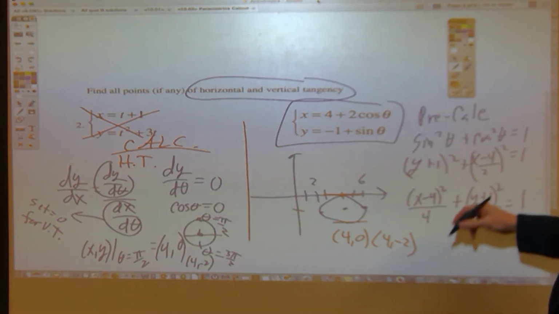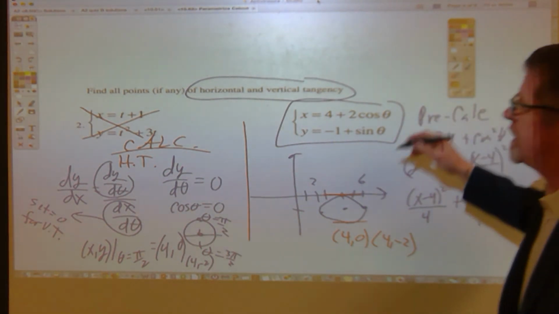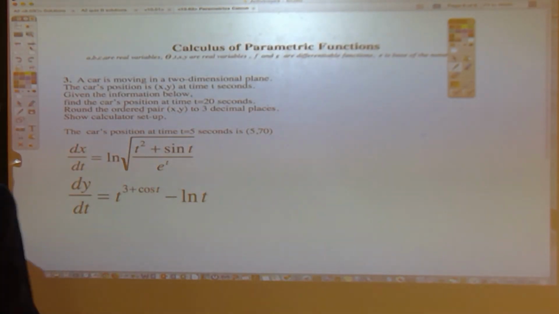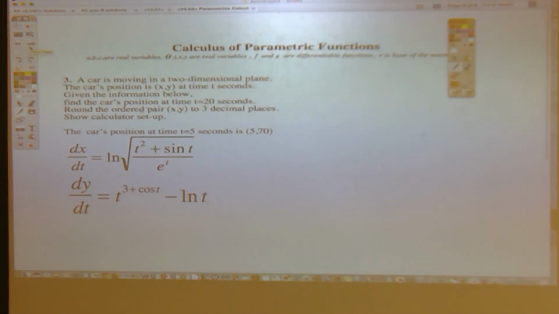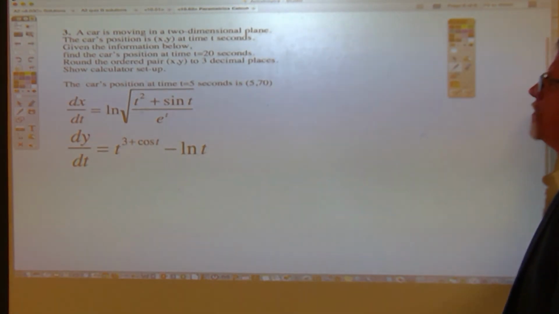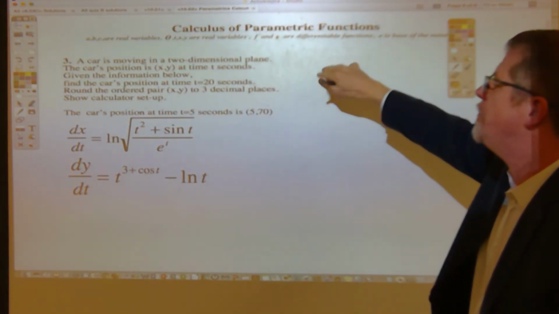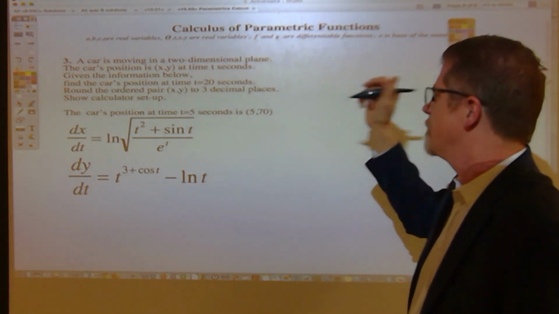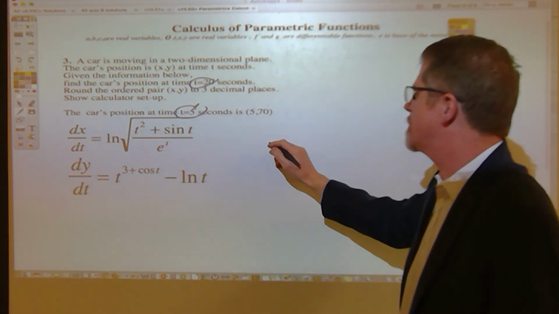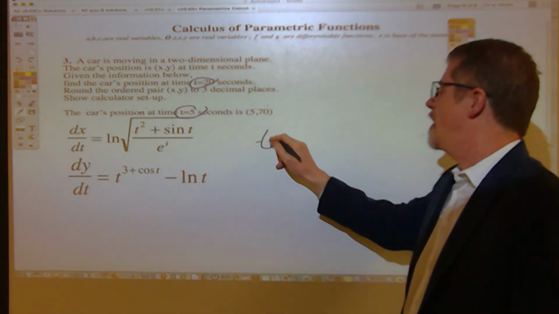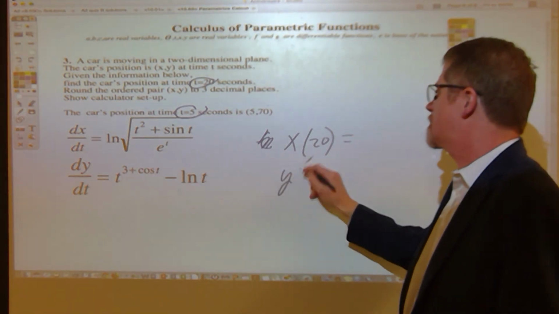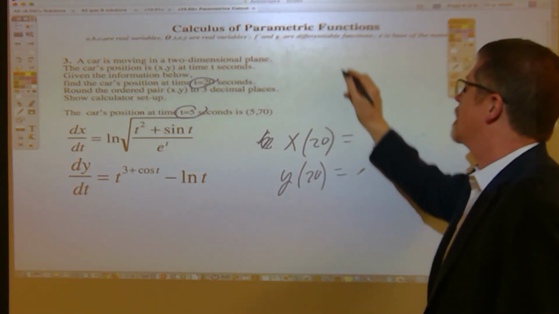So we have 45 more seconds. I want you to hit the last page of the handout, which should look like this. And this is just a review of something that we've done many times in the course. And since it is review, we're going to put it in here. A car is moving, it starts at time 5. At time 5, it's located here. If you want to find its x coordinate at time 20 and its y coordinate at time 20, guess what?